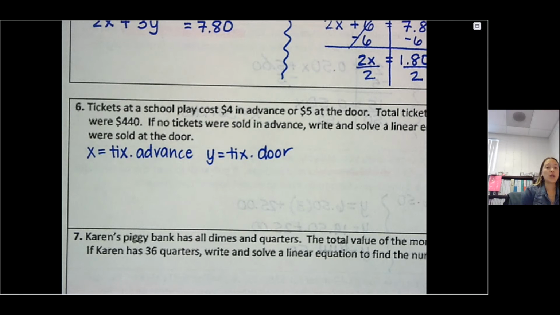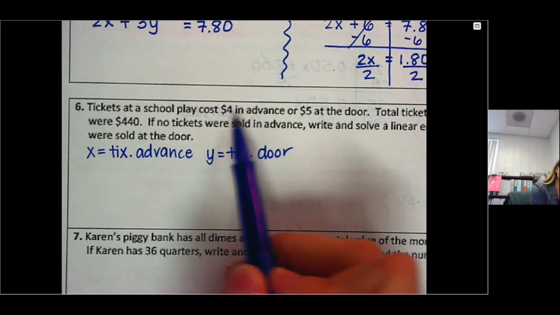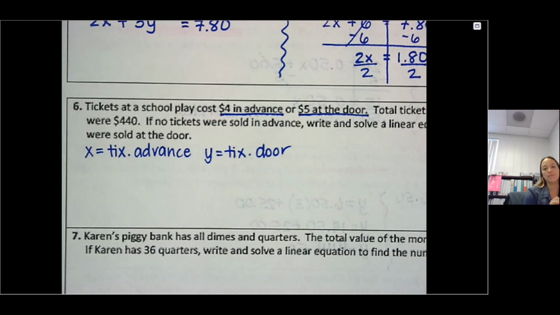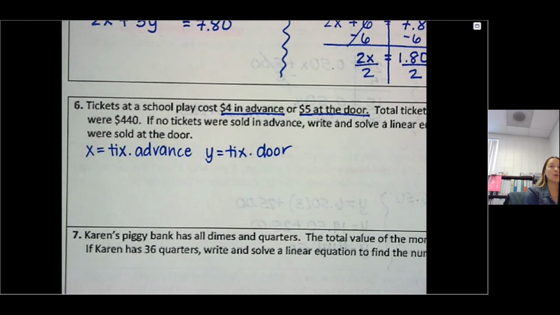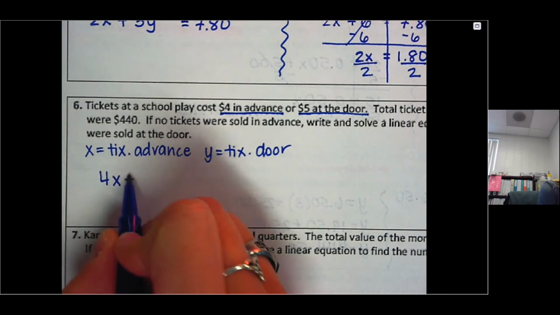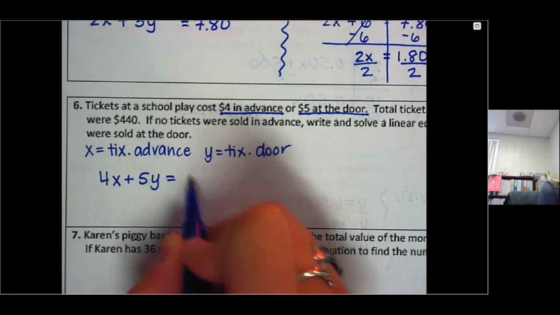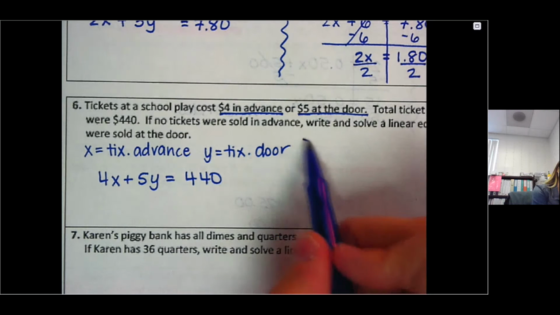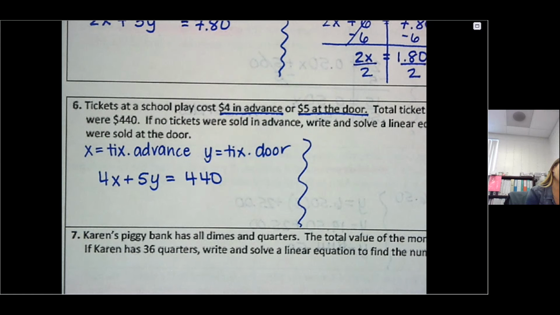Okay. So I know tickets in advance cost $4 and tickets at the door cost $5. How do I write that as my equation? Now hold on, we're not writing in y equals form. 4x plus 5y equals what? Equals 440. Good, because in total that's spent. That's standard form. Yep, so if I ever give you two different variables, you should write it in standard form. There's your equation.